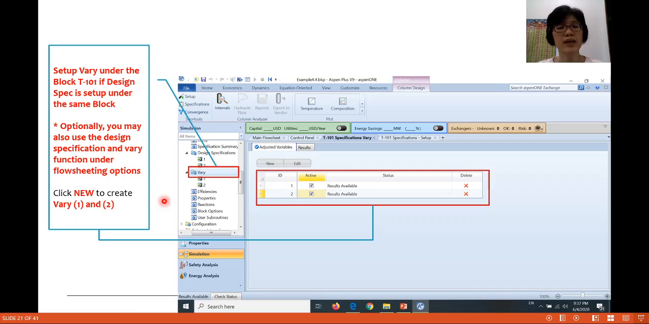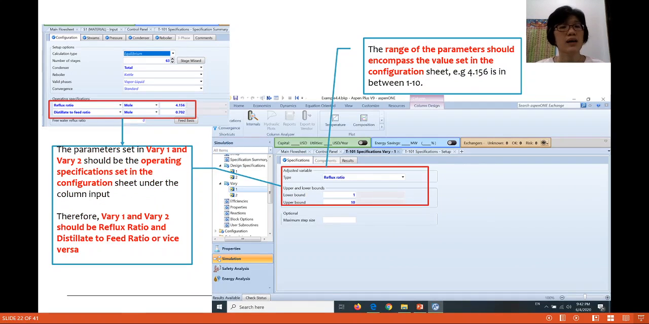So the first vary here is... I have actually asked you to vary reflux ratio as the first vary, and the second vary is distillate to feed ratio. You can actually swap it, it doesn't matter. Okay. Let's say if you wish to have distillate to feed ratio as your vary 1 and reflux ratio as vary 2, it doesn't matter, you can swap it.